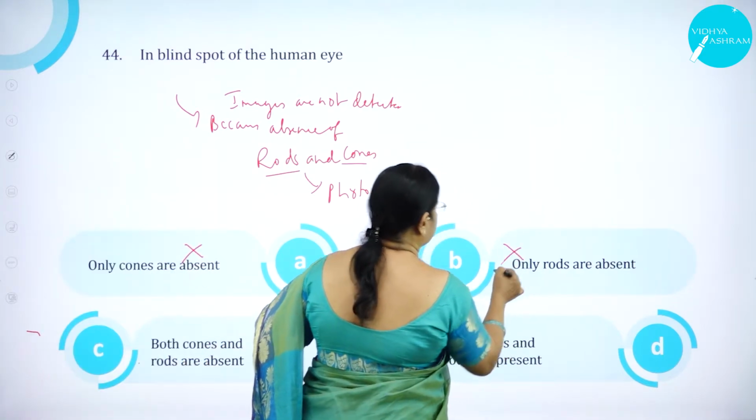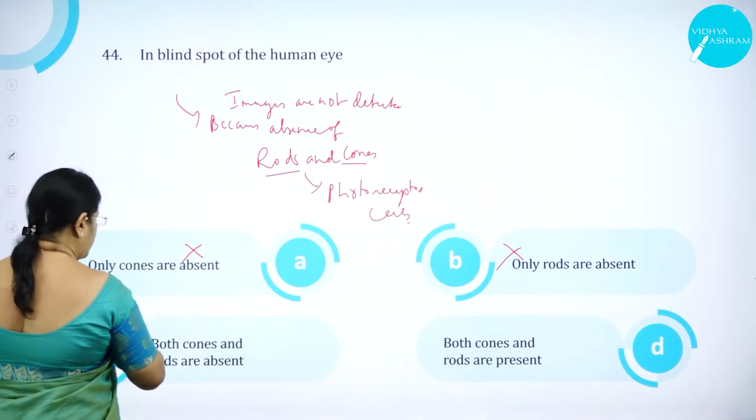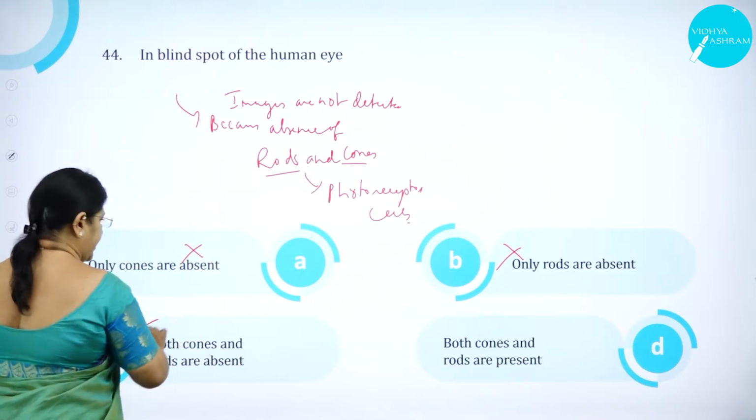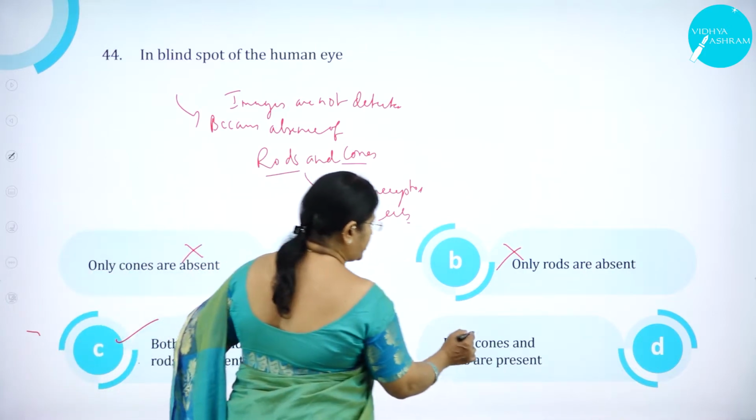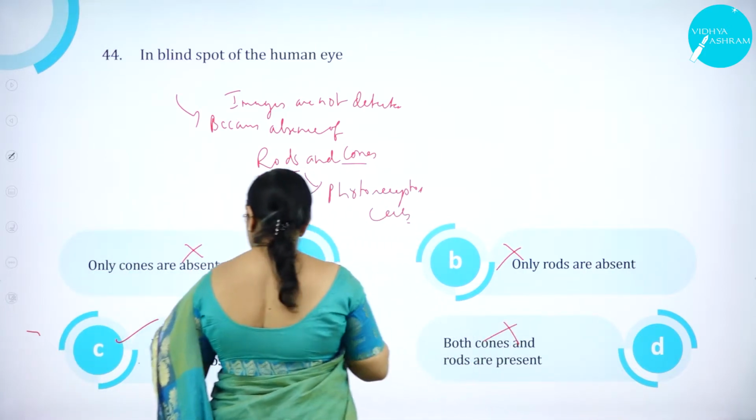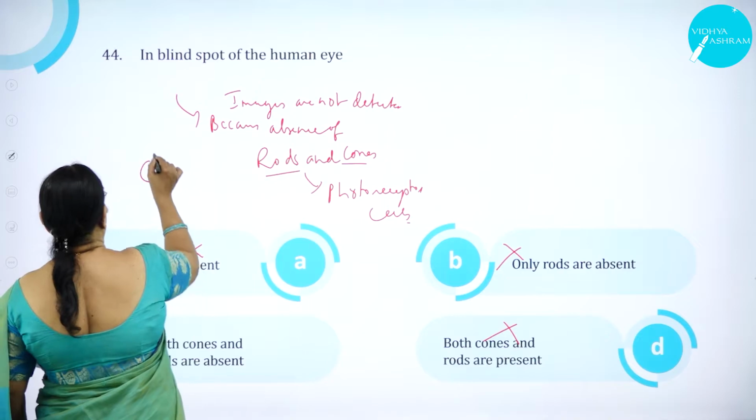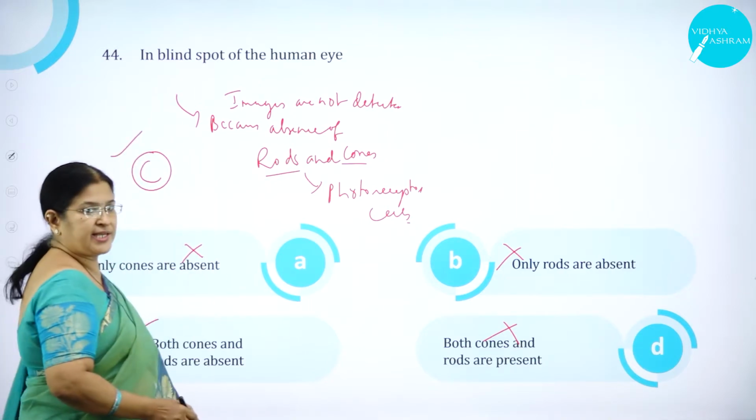Option B, only rods are absent, wrong. Both rods and cones are absent is correct. Both cones and rods are present, that is option D is wrong. So option C is correct.